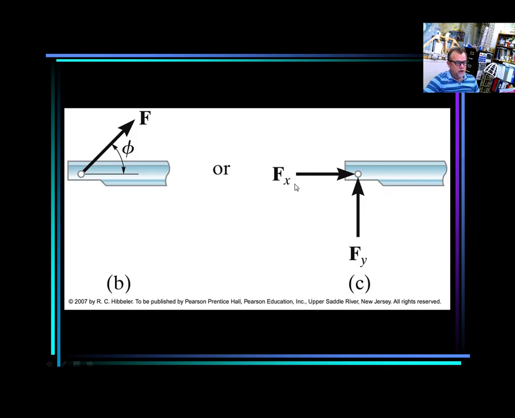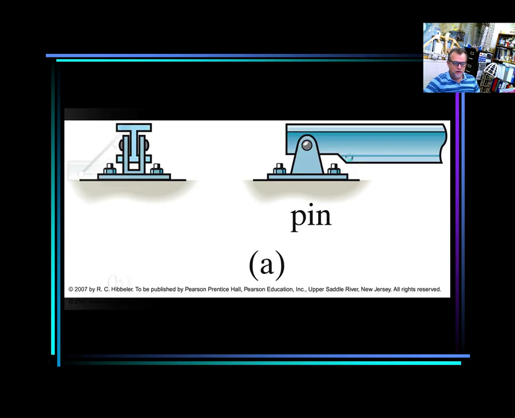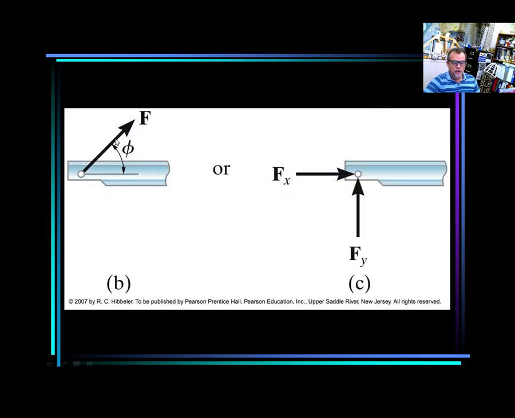But also you can say that it produces only one reaction with an unknown line of action. Personally, my preference is seeing things like this and not putting them in terms of forces and angles. The difference between this and the roller: in the roller you know the direction of the force, perpendicular to the surface. With the pin you don't know the direction of the force.